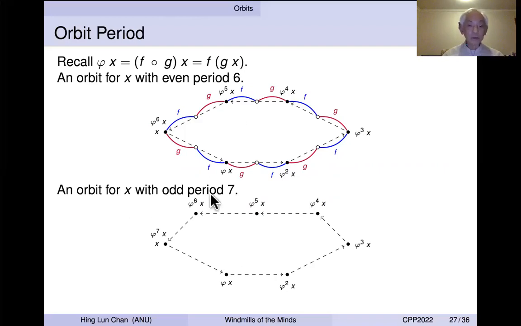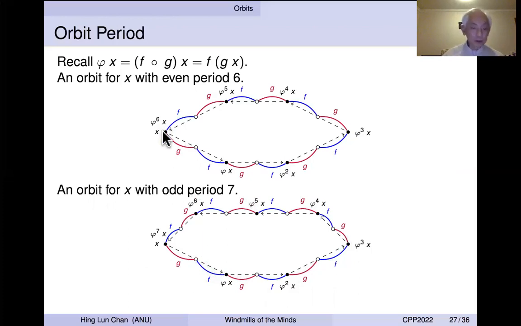And if the orbit has an odd period, like 7, then this is the picture for it. The thing repeats after we apply phi 7 times. And the black ones are the real points which form phi. But there are intermediate points by the g and f, and I indicate the intermediate points by white circles.